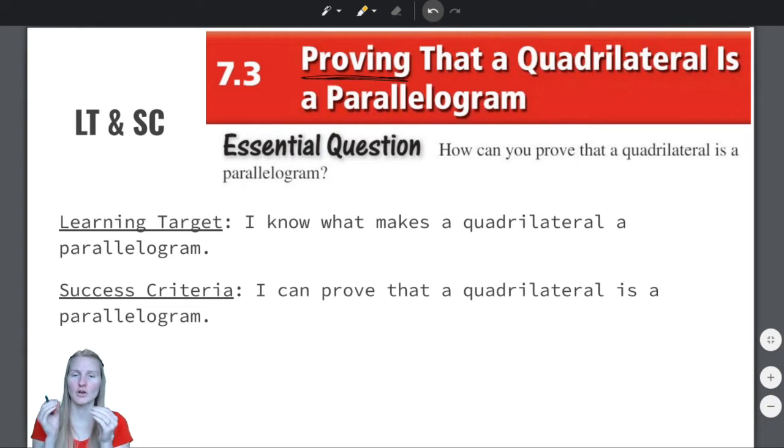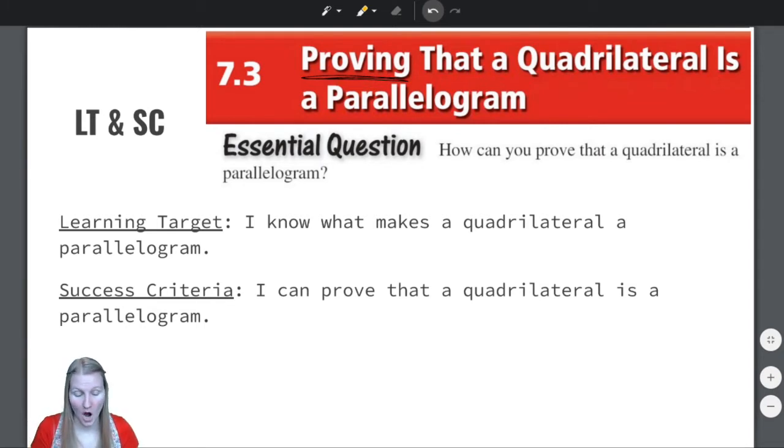But today we are going to learn, what do I need to have a parallelogram? I could have the opposite sides be parallel, yes. Is there anything else that could tell me I have a parallelogram? So yesterday we said, if I have a parallelogram, then what? Today we're saying, if what, then I have a parallelogram. So we're kind of doing the opposite of what we did in section 7.2.